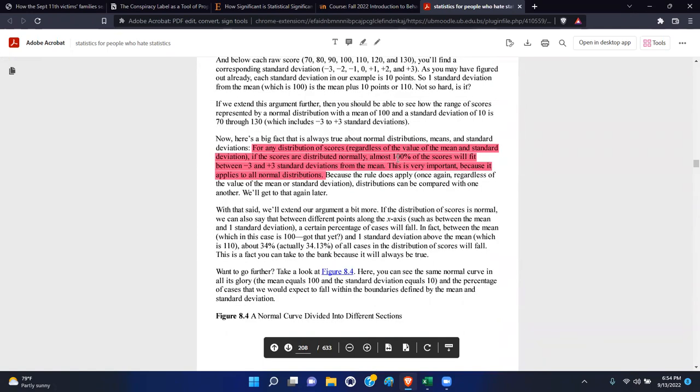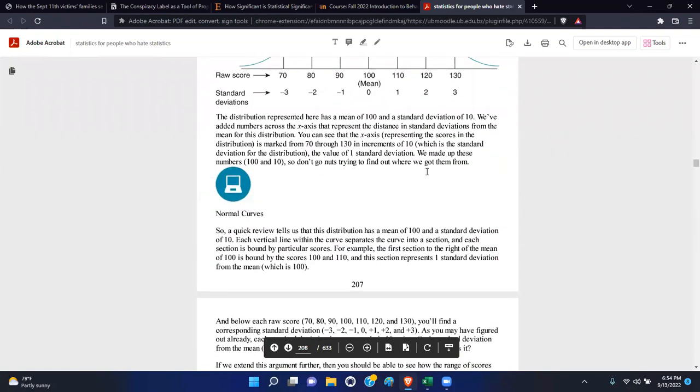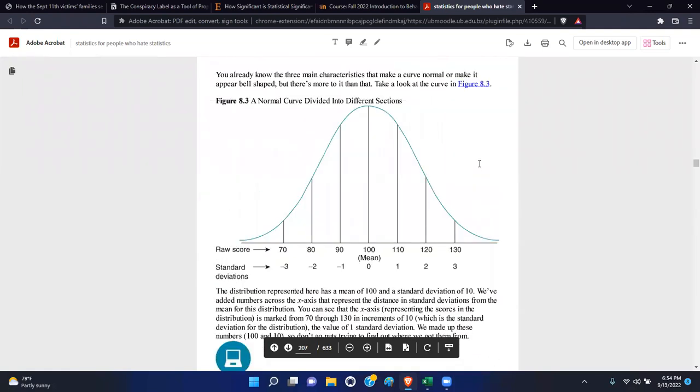Let's see. Yeah. And so this is what I was saying earlier when I calculated the proportional values. For any distribution of scores, if the scores are distributed normally, and that's a big if, that's one of our assumptions, almost 100%, depending upon the numbers that you use, of the scores will fit between -3 and +3 standard deviations. So that's it. You're not likely to see anything greater than -3 or +3. And it's because of the way that the normal distribution occurs.